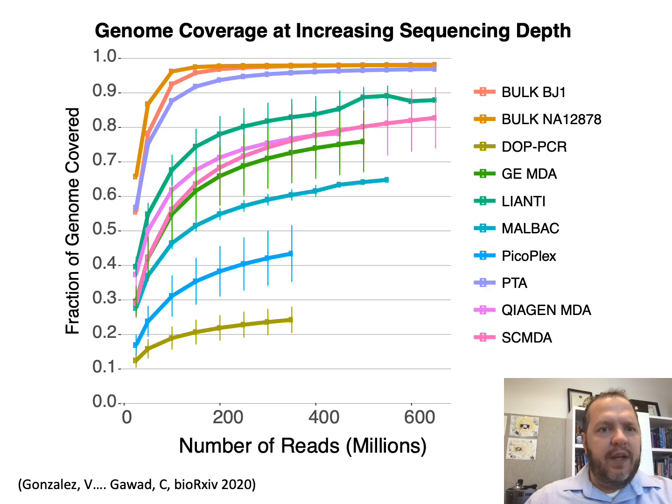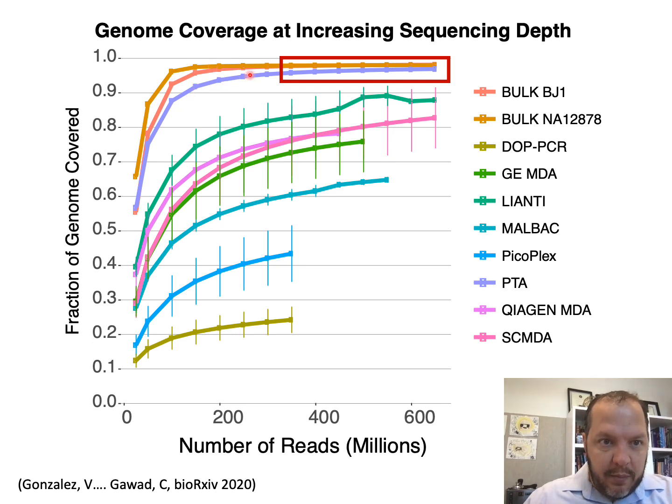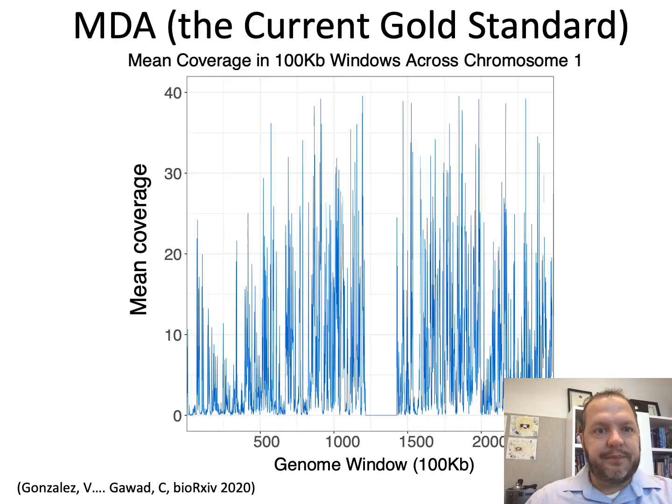But when we really got excited was when we got this result, which was looking at increasing number of reads and the fraction of the genome covered. These are the two bulk samples. We can see that PTA approaches the same amount of coverage with the same amount of sequencing as a bulk sample. And these are actually 10 cells here. The error bars are quite small. But what you can see is that we're really approaching getting the same depth and quality of sequencing from a single cell that we get from tens of thousands of cells mixed together.